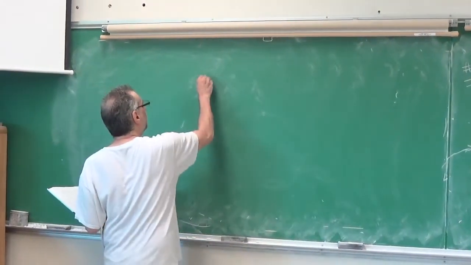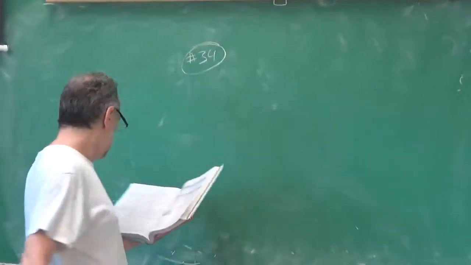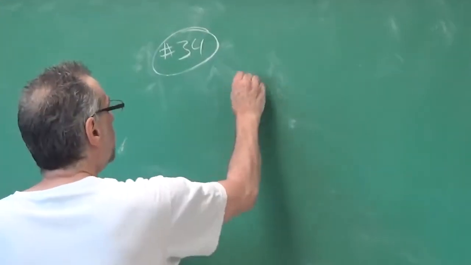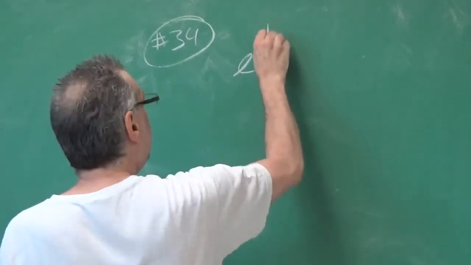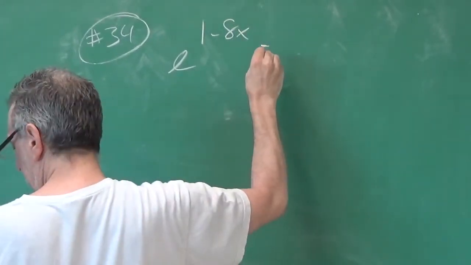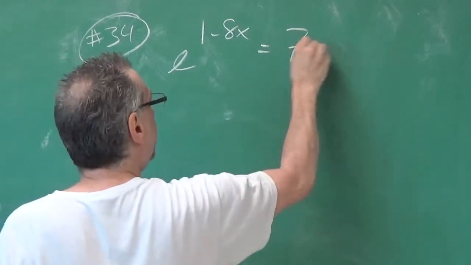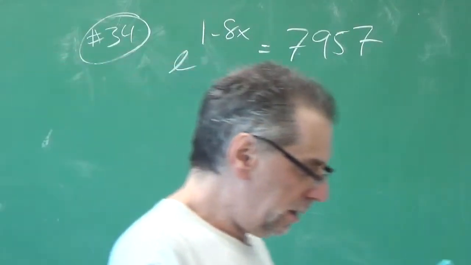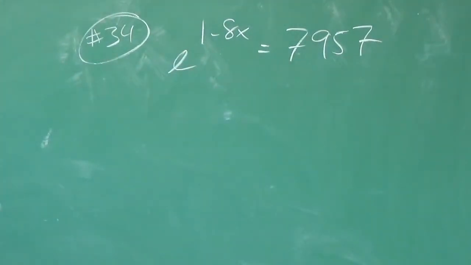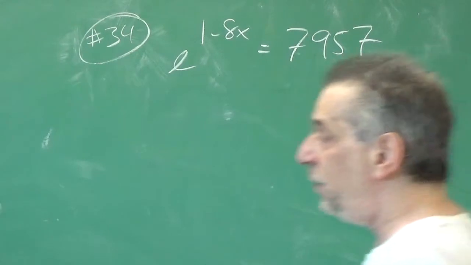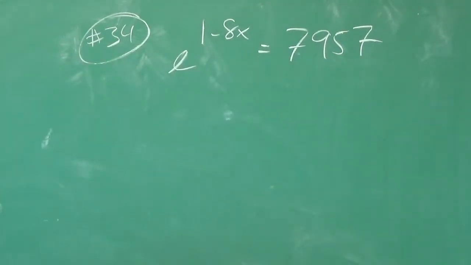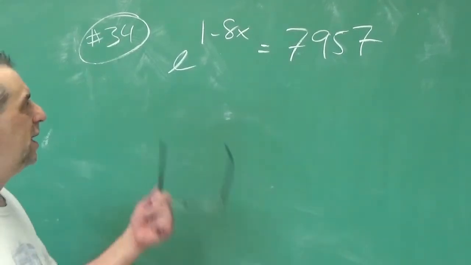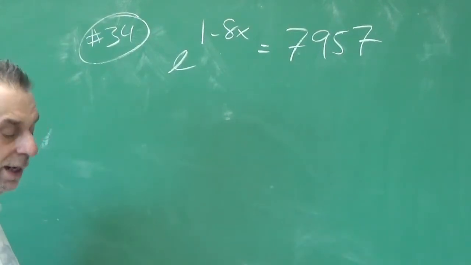Let's see, number 34. We have another exponential equation. This time the base is e on the left-hand side and 7957 on the right-hand side. That's number 34, e to the 1 minus 8x. Okay, so again, whenever you have an exponential equation, your first look is to see if you can create the same base. But when it's e, it's probably not going to happen.